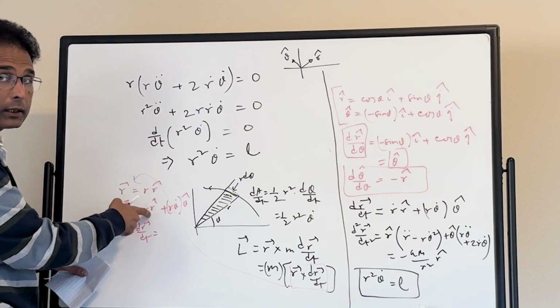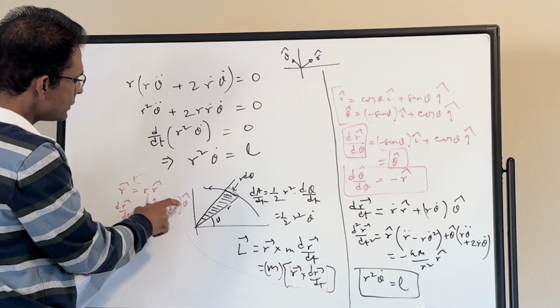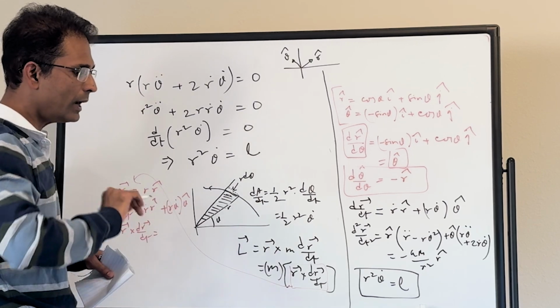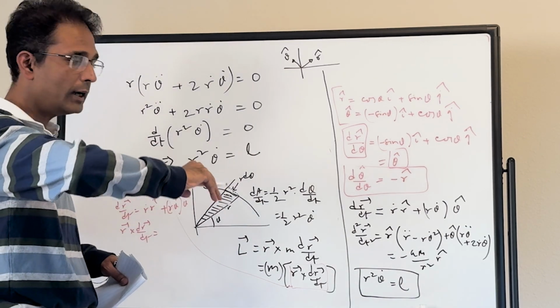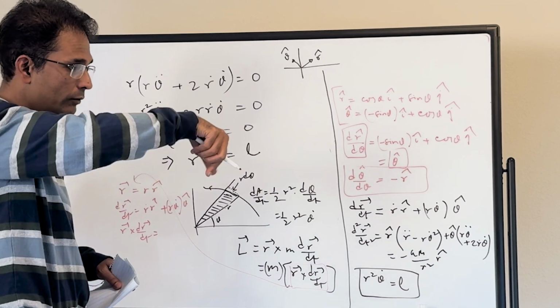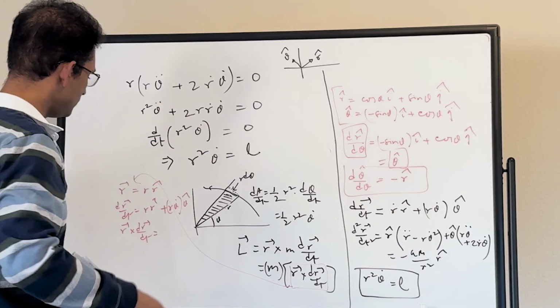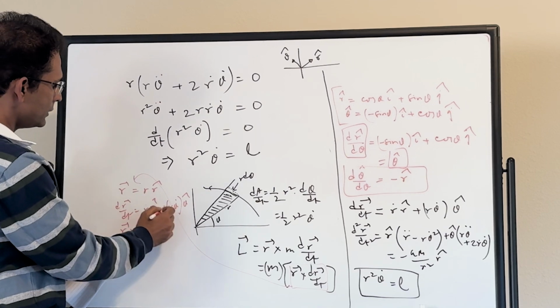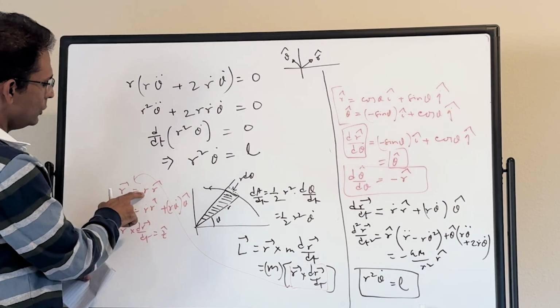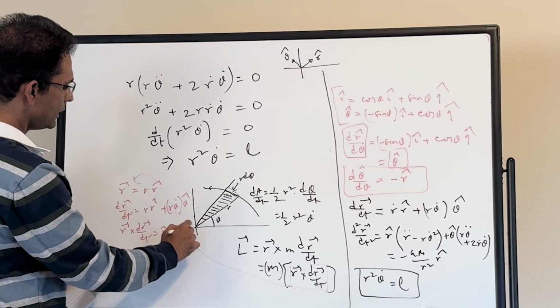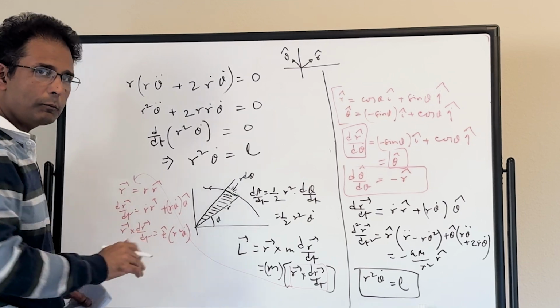R hat cross r hat gives a 0, right? But r hat cross theta hat: r hat is in the direction of the radius vector, and theta hat is perpendicular. So you get z hat as the cross product of two vectors, and you multiply these two, you get r squared theta dot. And you can do it carefully.